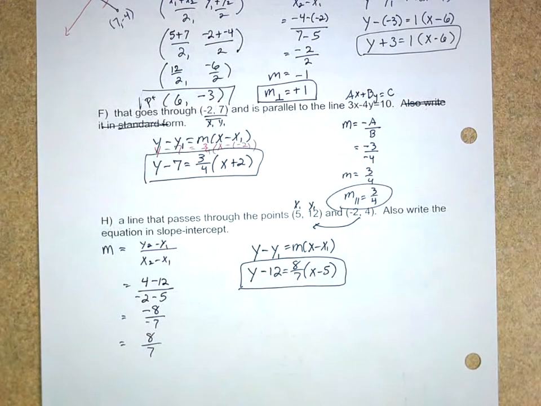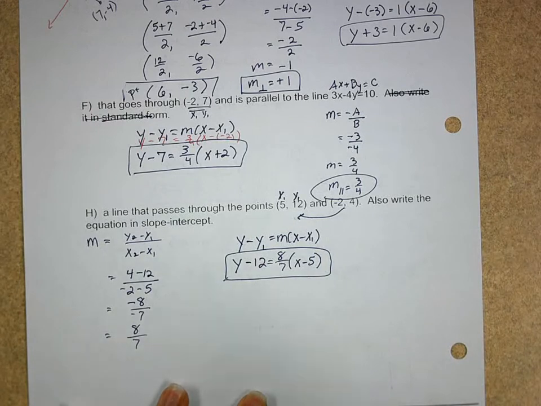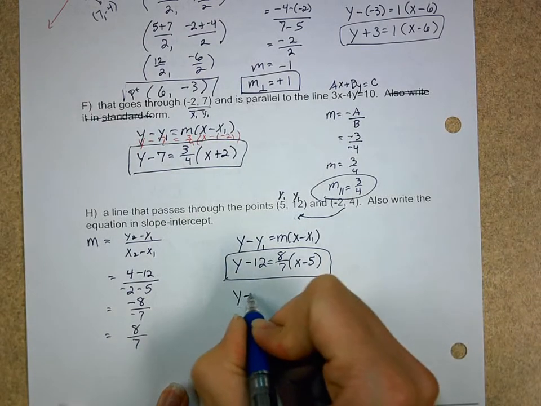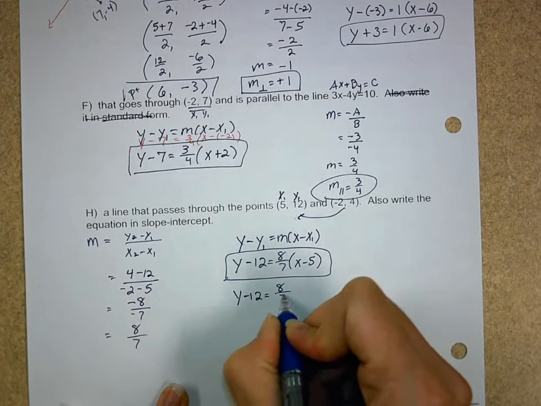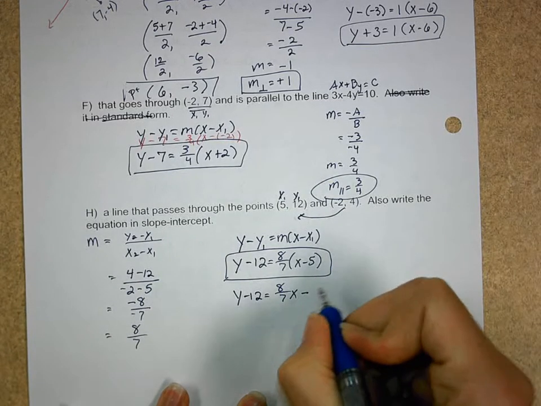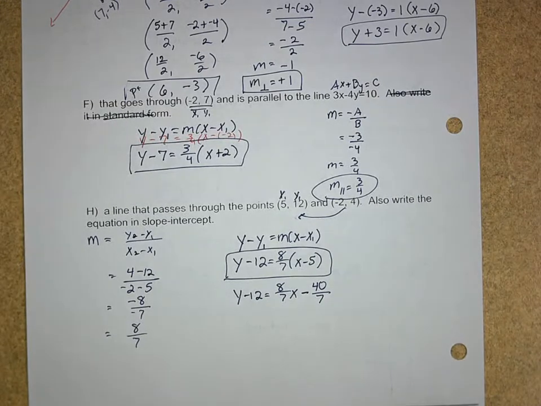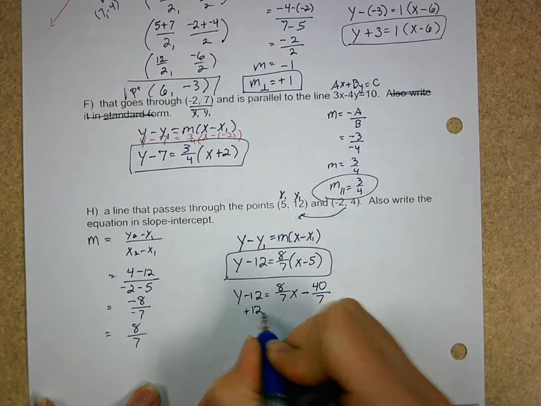But now I need to change it to slope-intercept form. Well, to do that, you must distribute your 8/7. So I get 8/7 x. If you're not sure what 8/7 times a negative 5 is, your calculator is an okay place to check it, but leave it as a fraction. Otherwise, you get really bad decimals. So it'd be negative 40/7. I'm going to add 12 to both sides.